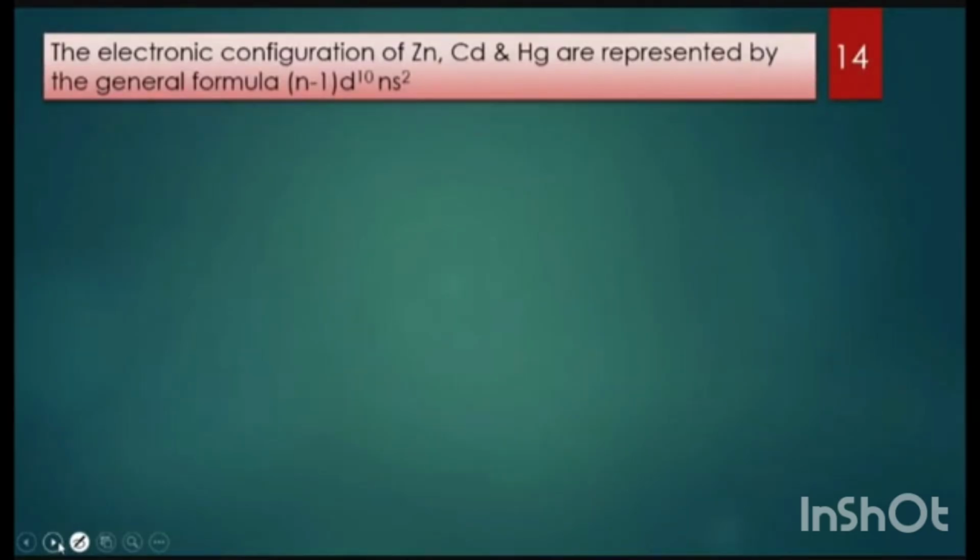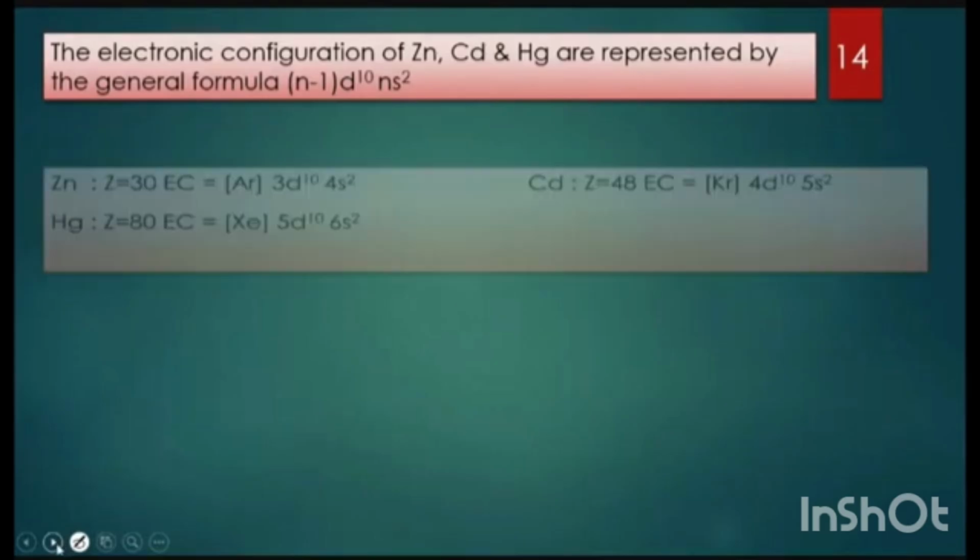The electronic configuration of zinc, cadmium and mercury is represented by the general formula (n-1)d10 ns2. Carefully observe here. (n-1)d10 refers to having a completely filled d orbital. ns2 also refers that the outermost s orbital is also completely filled.